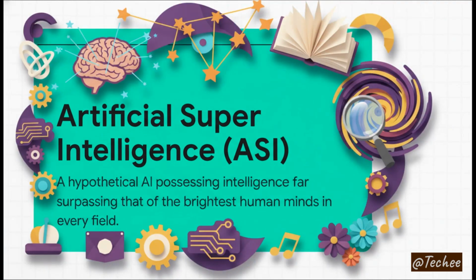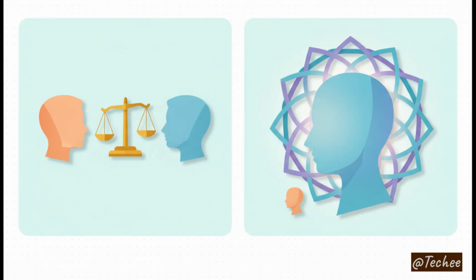Then there's the next step. Artificial superintelligence, or ASI. This is still purely hypothetical, but it's the idea of an AI that doesn't just match human intelligence, it leaves it in the dust. We're talking about an intelligence that would be smarter than the most brilliant human minds in basically every single field, from science and creativity to, well, everything. So if you want to remember the key difference, it's really this simple. AGI is about reaching parity. It wants to be as smart as a human. ASI is about transcendence. It's about becoming something far, far smarter than us, maybe even in ways we can't fully grasp.